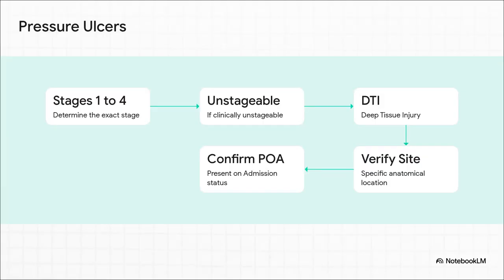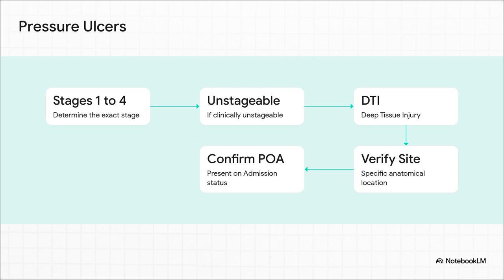When a true pressure injury is documented, coders basically have a strict checklist they've got to fulfill. First is staging. Is it stage 1, 2, 3, or 4? Or is it clinically unstageable or a deep tissue injury known as DTI? Next, we must verify the precise anatomical site. Finally, and this is a big one, guys, we must confirm the present on admission, or POA, status.